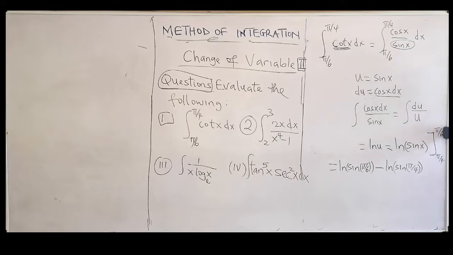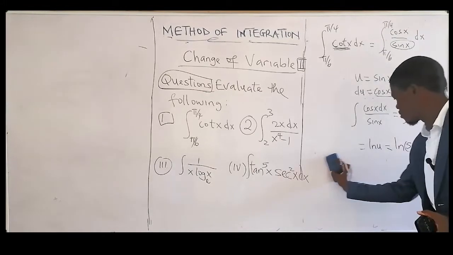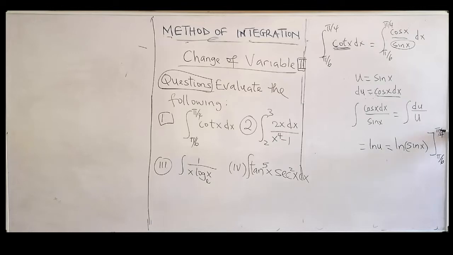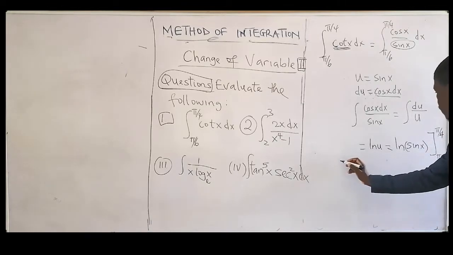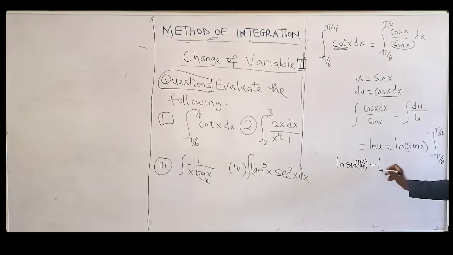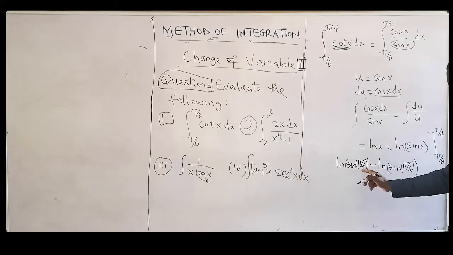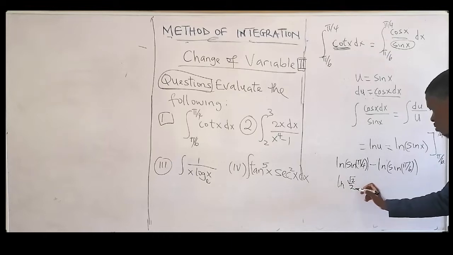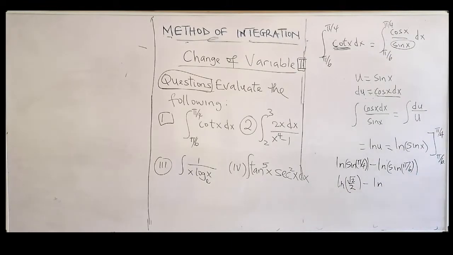Check the question: the upper boundary is pi over 4 and the lower is pi over 6. Then we have ln sine pi over 4, minus ln sine pi over 6. So this will give you ln root 2 over 2, minus ln of sine 30, which is half.